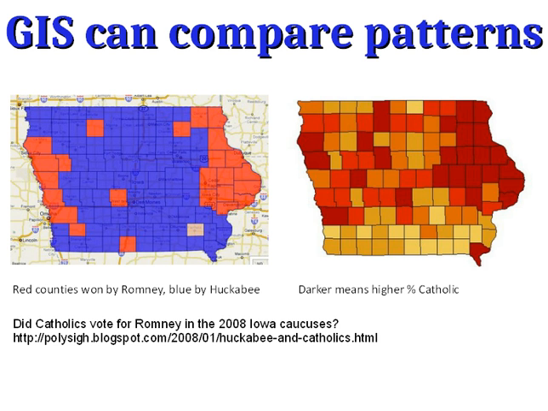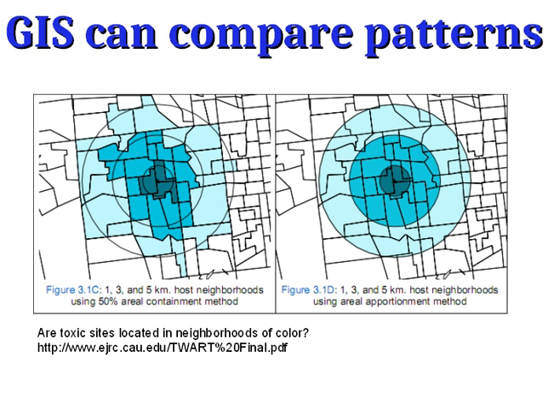Another example, here is some information about whether toxic waste sites are located in neighborhoods that have high populations of people of color. So what we can do is take one data set about the demographics of an area, what race are the people living in those areas, and we can take another data set about the locations of toxic waste sites, and we can compare them.